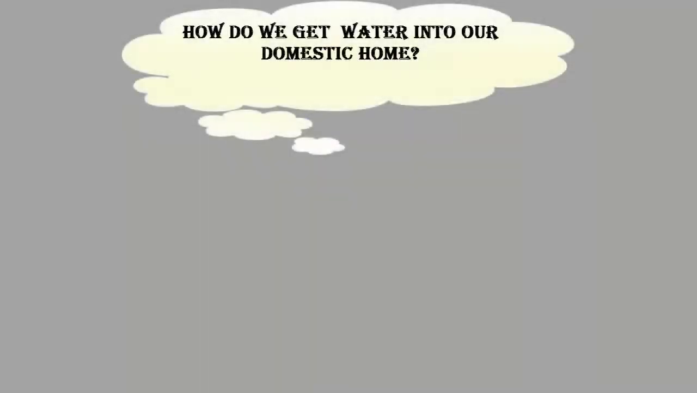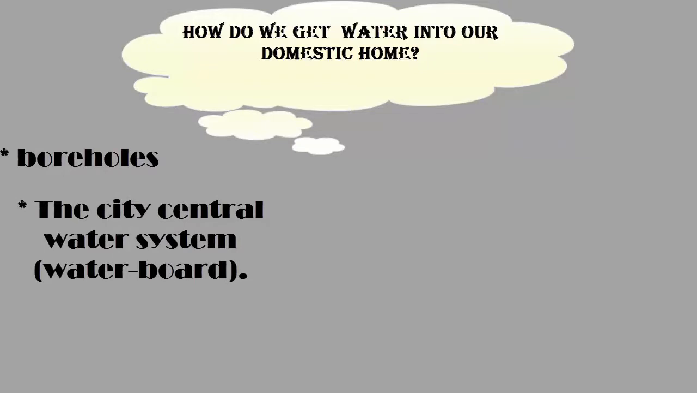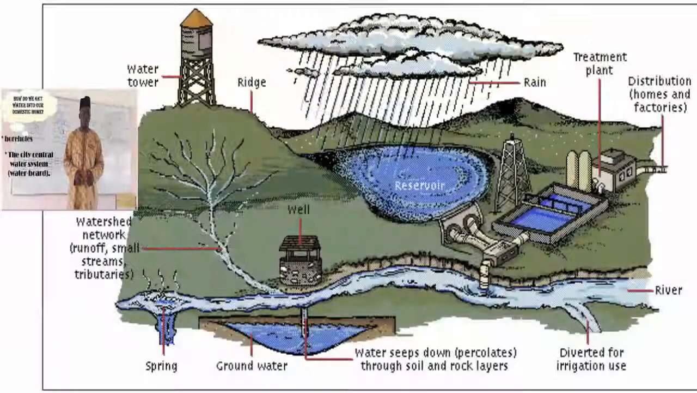Now we have seen the various sources of water. How do we get water into our domestic home? Basically, if you go to some homes, you see boreholes dug in their home. Others use the city central water system. What is the city central water system? That is by the water authority. We locally call them the water board.